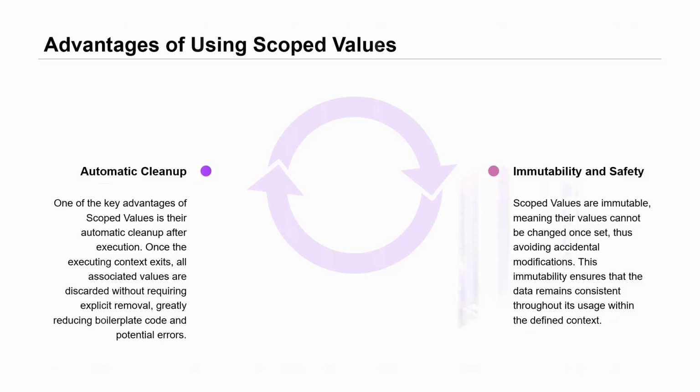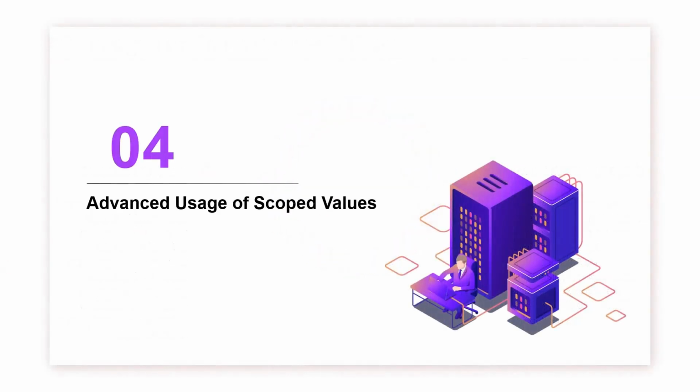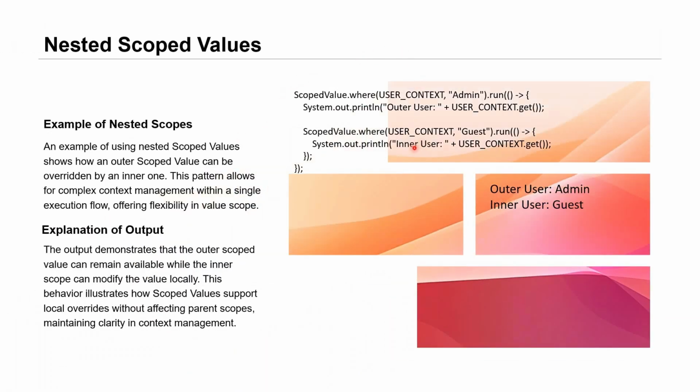If we talk about the advanced uses of scope values, in the next slide I'm going to cover the nested context. Using nested scope values shows how outer scope values can be overridden by the inner scope one. This pattern allows for complex context management within a single execution flow, offering flexibility in value scope.